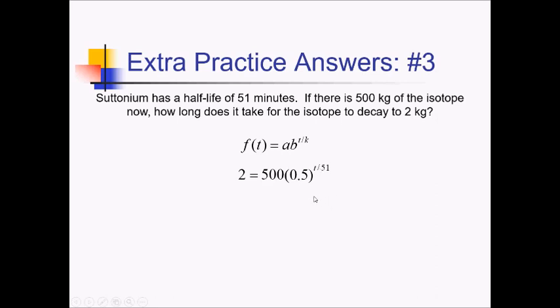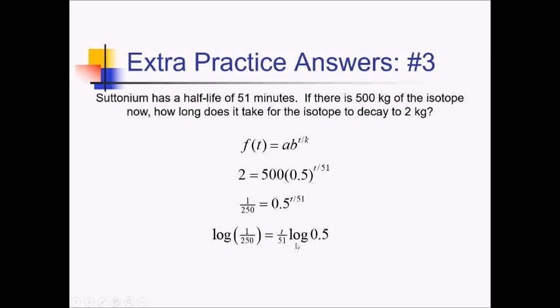To start this off, I'm going to divide by 500 so I can get my exponential term by itself. So that's going to give me 1 over 250, or the decimal equivalent of that, whatever that is. And then I can solve for t by logging both sides. That'll pop this exponent out of exponent land. So I've got log of 1 over 250 on the left side equals, and now we pop out this t over 51 and have log of 0.5 on the right side.